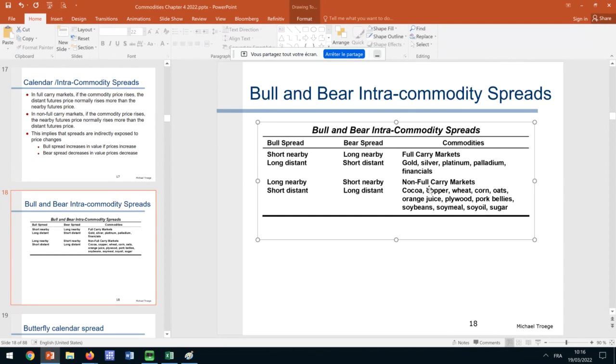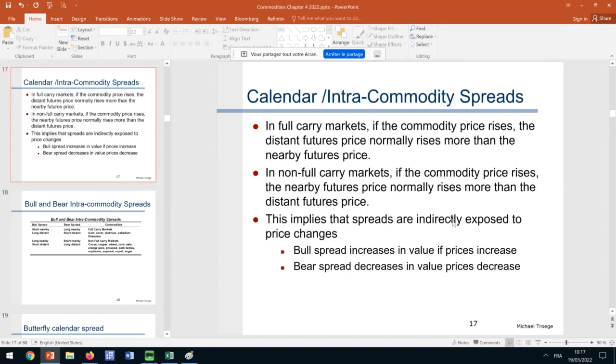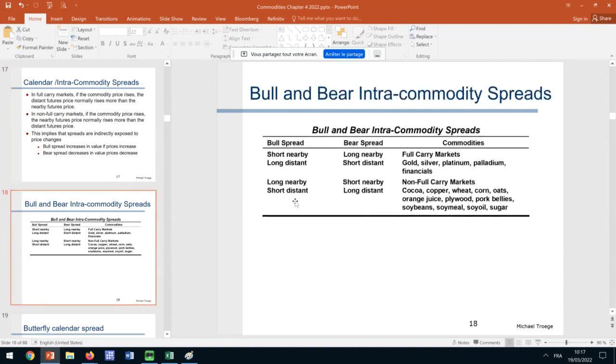Now if you have a non-full carry market, as we said, the situation is inversed. The short-term prices change more than the long-term prices, so a price increase is normally related to a flattening of the curve, and the price decrease is related to a steepening. That means that the position that typically increases in value if prices increase is the opposite to the position that increases in value if prices increase in the full carry markets. There are lots of symmetries here, but I think you got the idea.